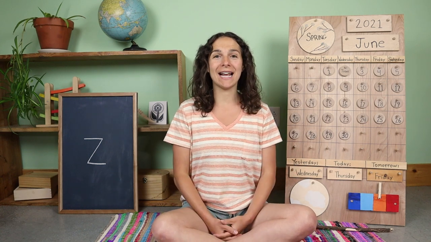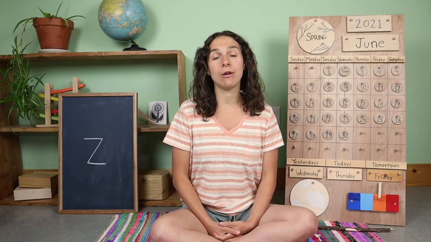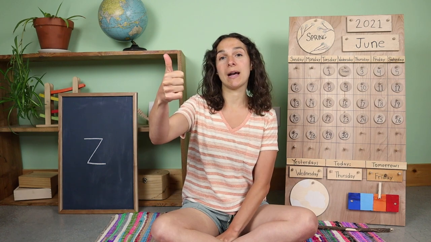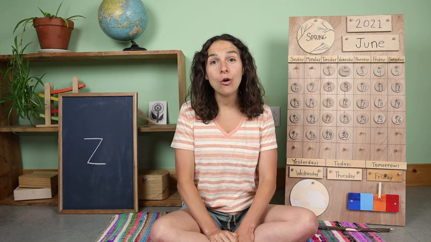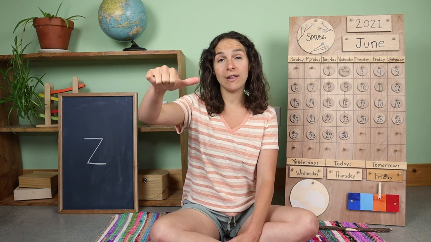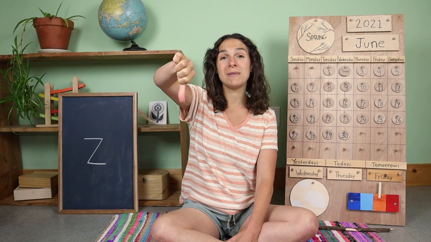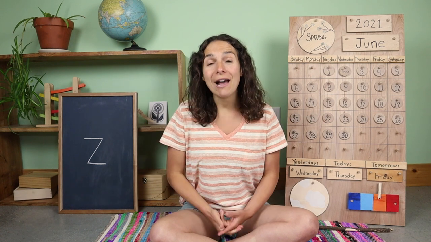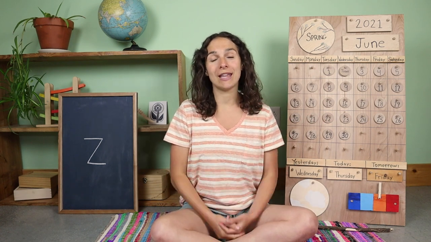How are you doing today? If you are doing well, you can show me with a thumbs up. If you are feeling okay, you can put your thumb in the middle. And if you're not feeling very good, you can put your thumb down. But hopefully, after circle time is over, you'll be feeling better.